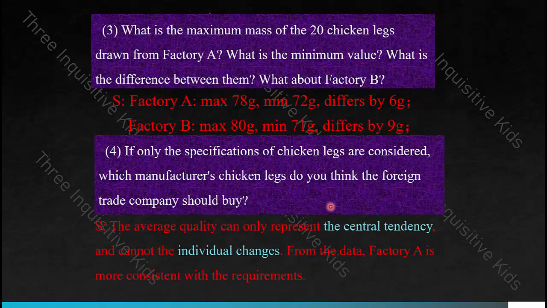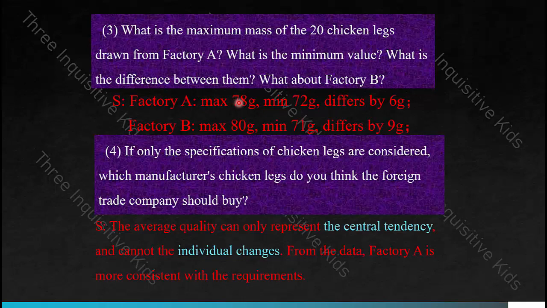Here's a solution. The average quality can only represent the central tendency and cannot represent the individual changes. From the data, Factory A is more consistent with the requirements. If we just look at the mean or the average, and we just sort of estimate that out of these two values, we know that the standard, the requirement, is 75 grams. Both of these factories have 75 grams as their average. But which factory can do a better job staying closer to that average? The average we want, remember, is 75 grams.